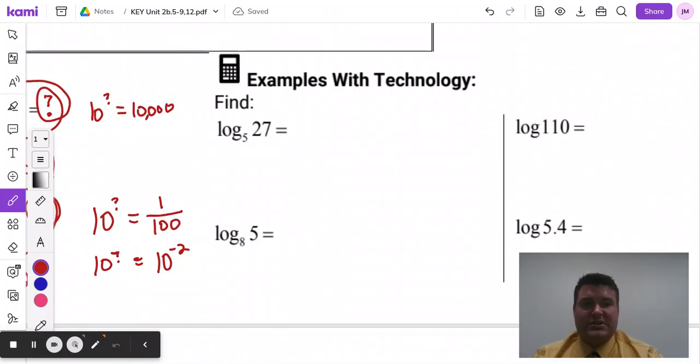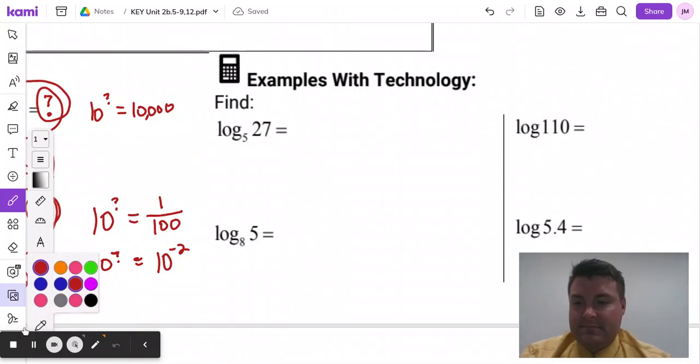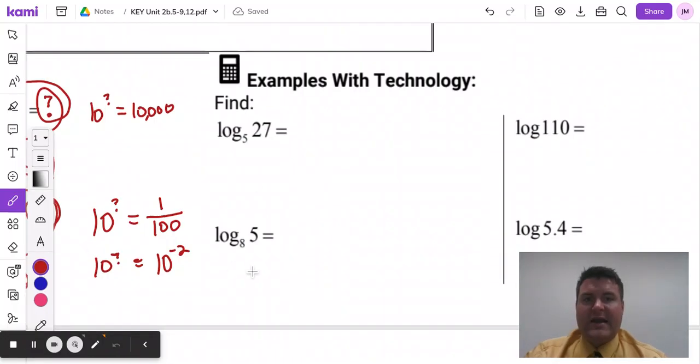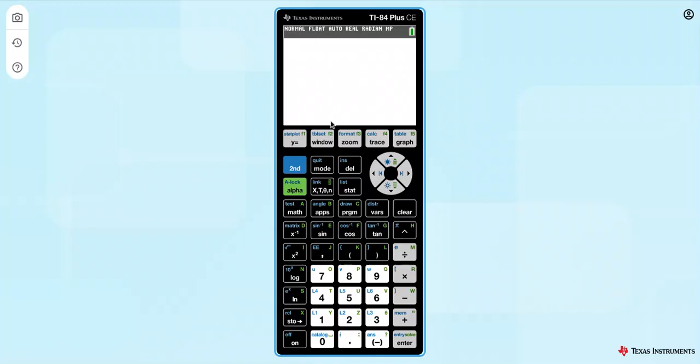Okay, so here are some examples with technology. I just pulled up my technology so that we can have it here in a second. There are 2 ways to do this, and I'm going to show you both. One is just straight up using your TI. I'm going to go ahead and share this tab right here.